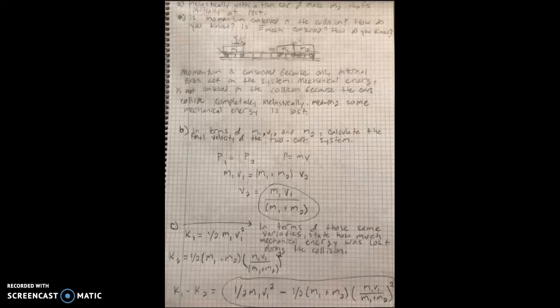All right, so problem one, P and E. I'll just read the problem out here. A train car of mass m1, initially moving at speed v1, moves along a frictionless track and collides completely inelastically with a train car of mass m2 that's initially at rest.